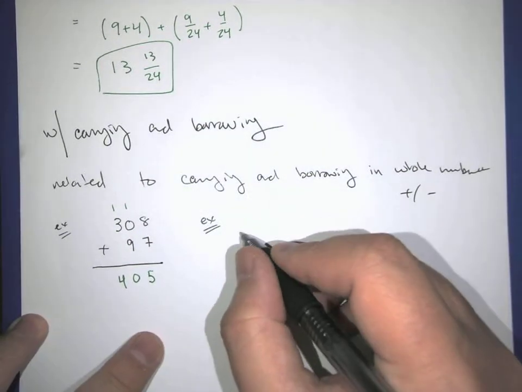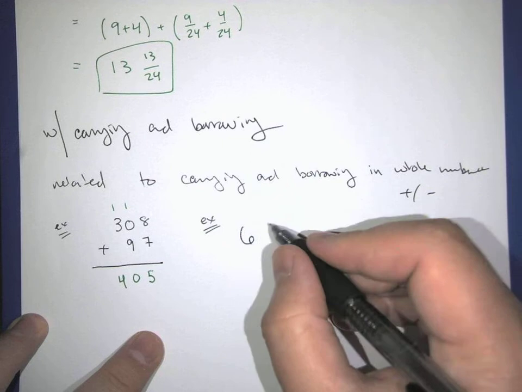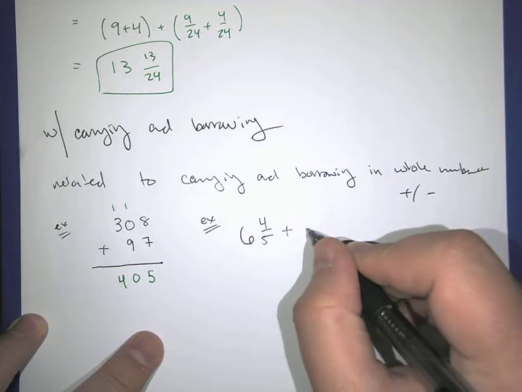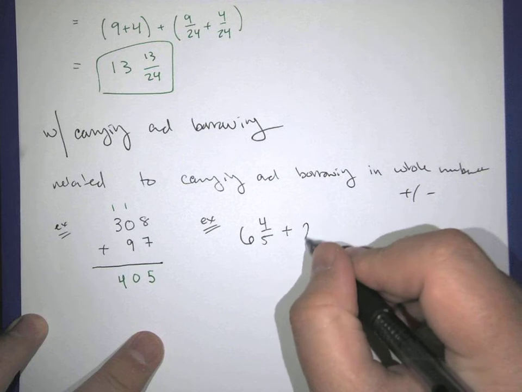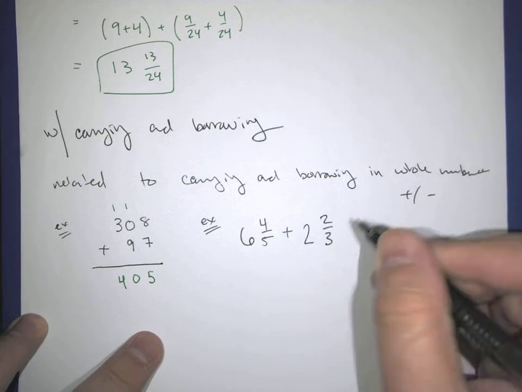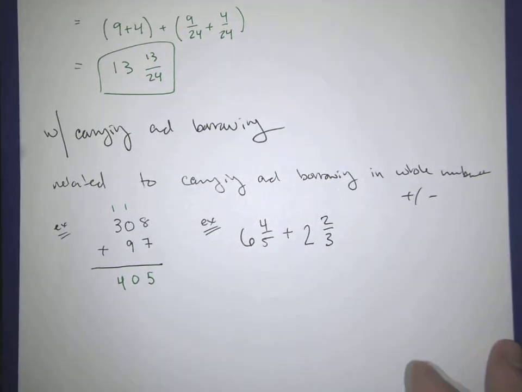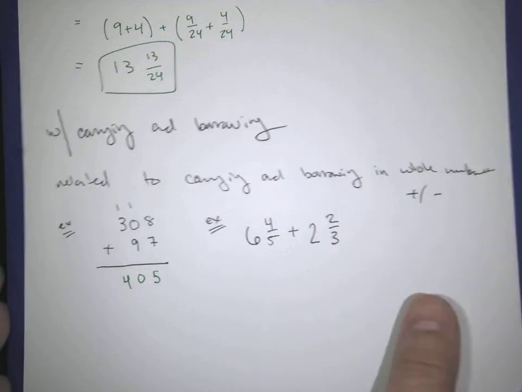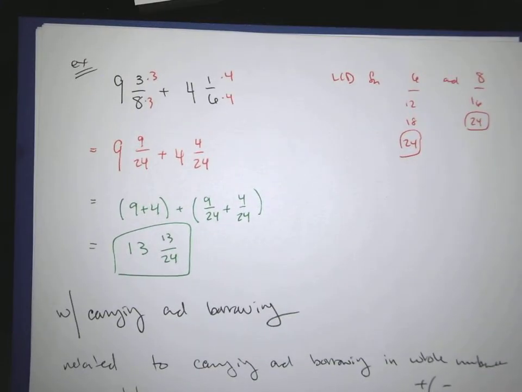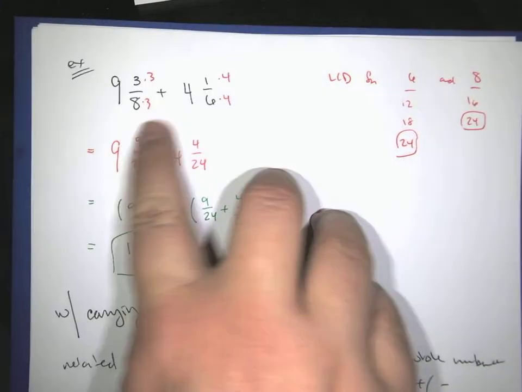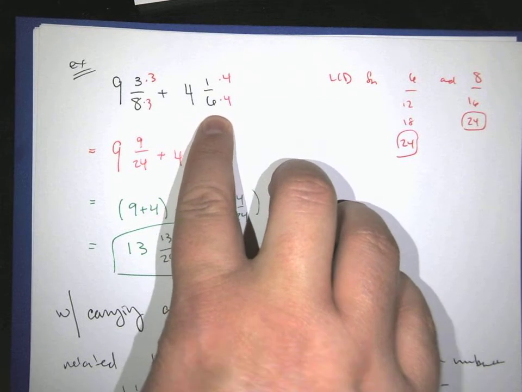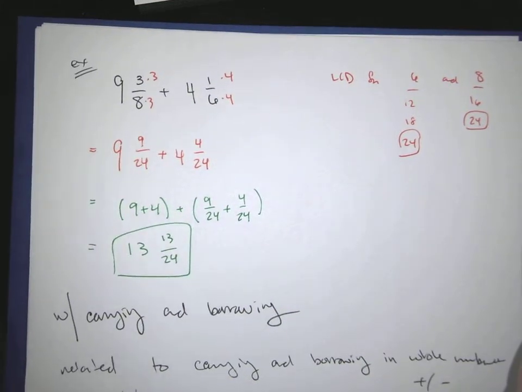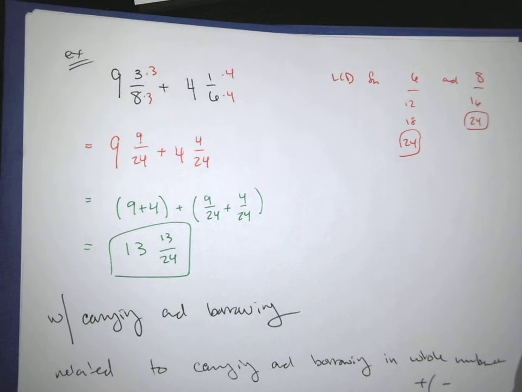Let's do something like 6 and 4/5. Let's add it to 2 and 2/3. What's happening here that wasn't necessarily happening in the example above? 3/8 and 1/6, those are both less than 1/2. So when we add them together, we know we're going to get a fraction value that's less than 1.